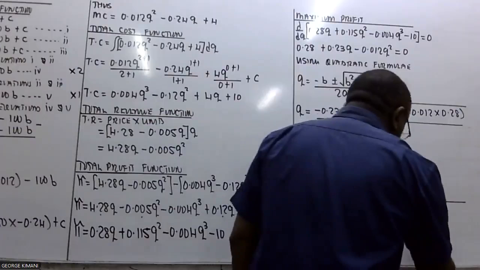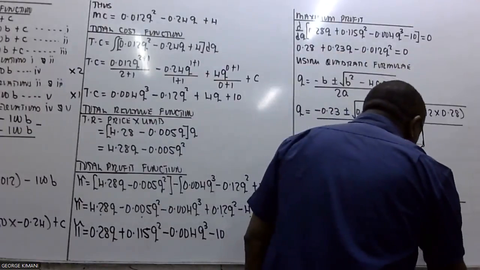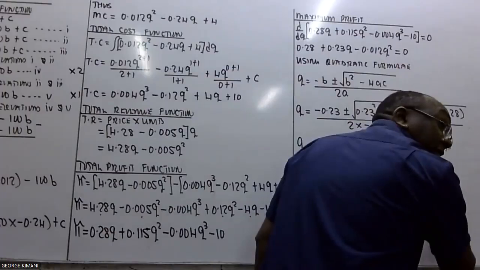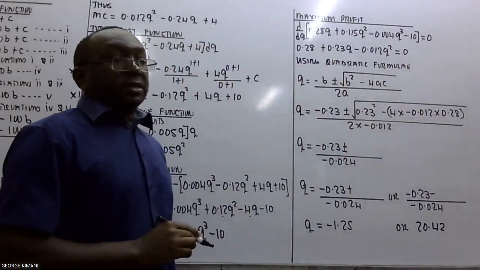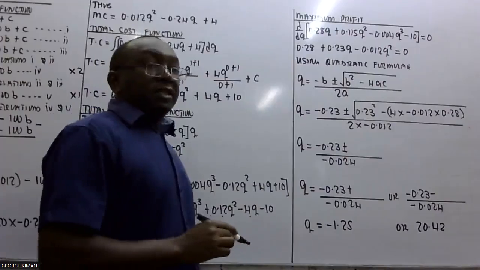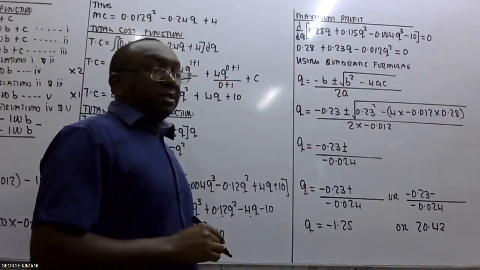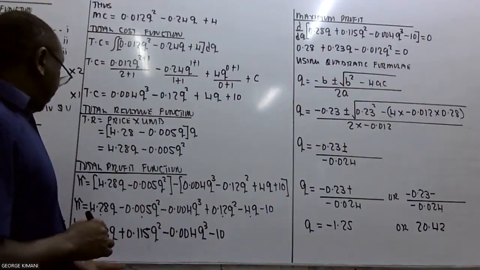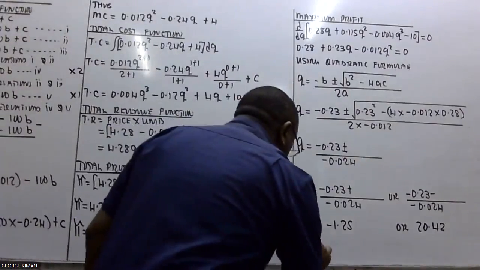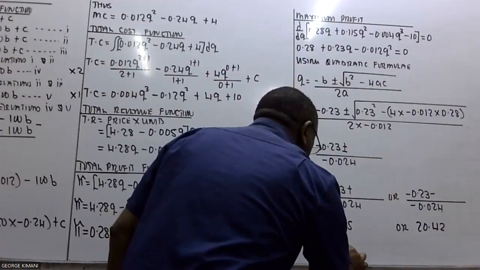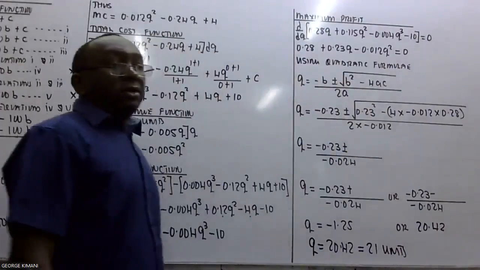Two, five, the next one, four, two. Now, because you cannot have a negative unit, we go with the positive. But if both are positive, because there is a possibility of both being positive, you differentiate them by substituting each one of them in the profit function and checking which one gives you higher profits. So then you will say Q is 20.42, which you can even round up to 21 units. There will be no harm. You don't round it down, you round up.